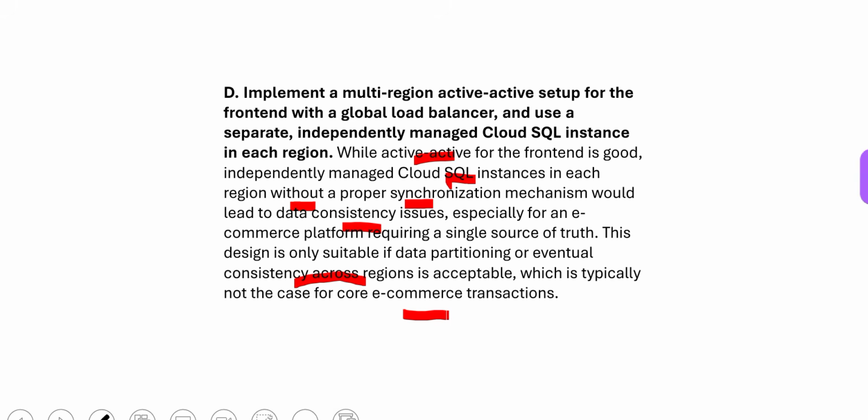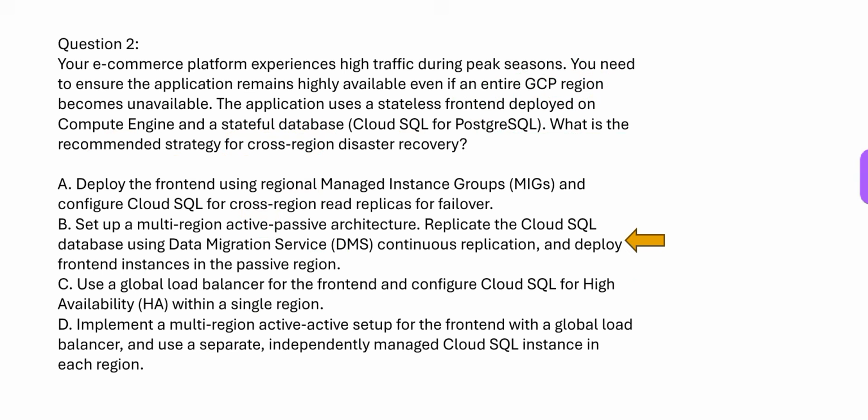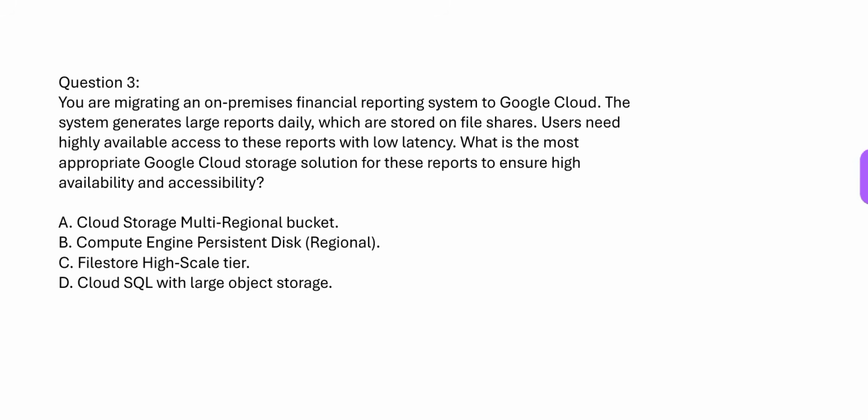So for e-commerce transactions, everything has to be immediately real time, super real time. So option D will not work in this case. This is wrong. Our final answer is option B. This works perfectly fine because we are doing an active passive architecture. Active active will not be desirable here. It will be an overkill.